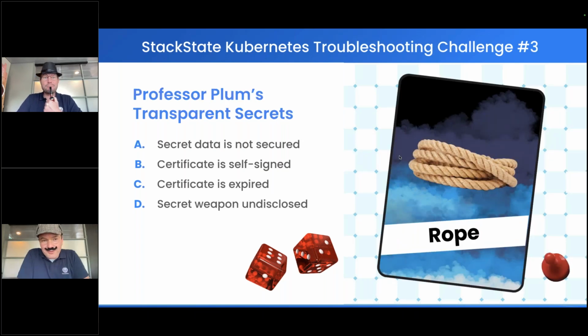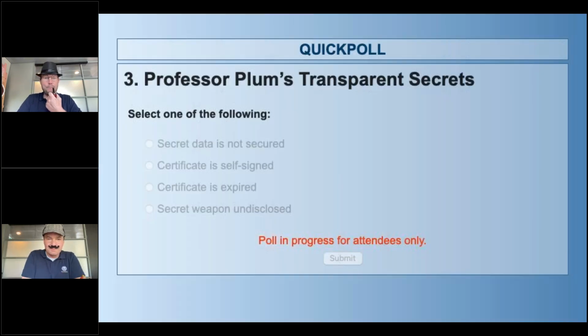So, Professor Plum's transparent secret. Yeah, this is all about you, my friend. This one was a special one of mine. So either in this case, the secret data is not secured, the certificate is self-signed, a certificate is expired, or there was a secret weapon which is undisclosed. Well, I love that secret weapon, but in this case, I didn't use a secret weapon. Go again to Professor Plum's pod, or to the resource, and see if you can find it.